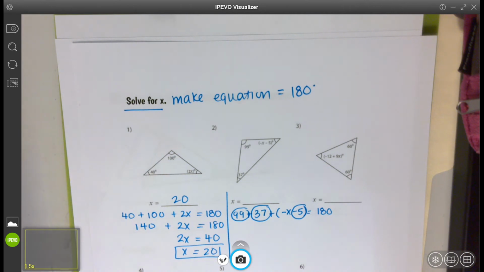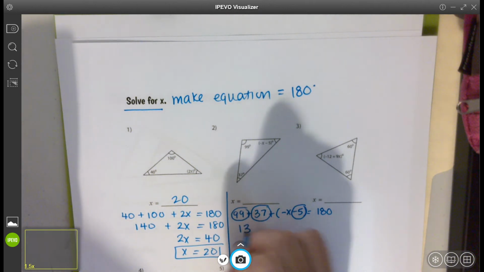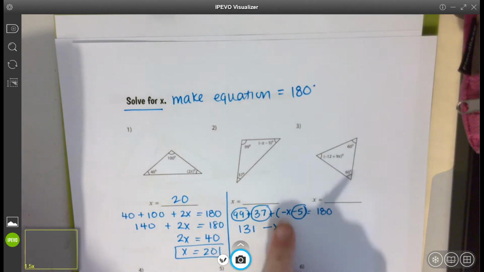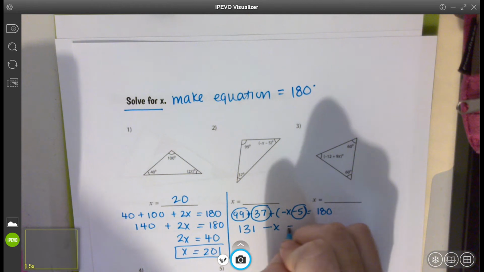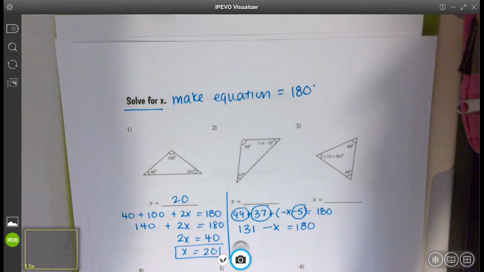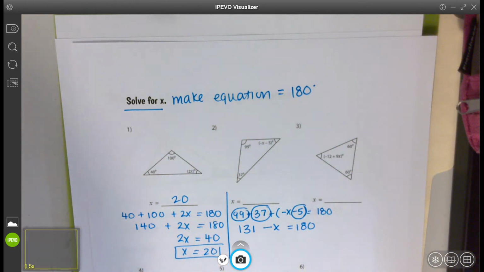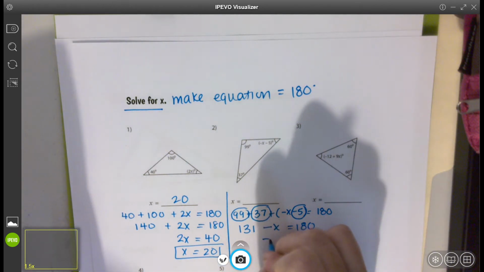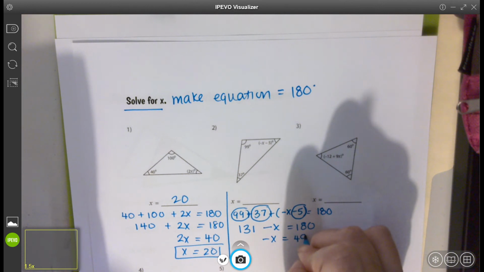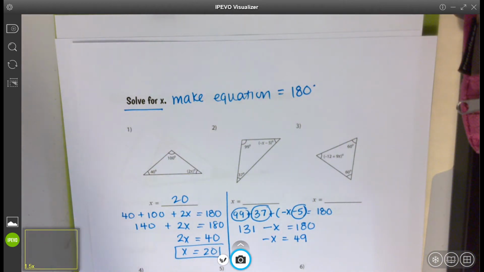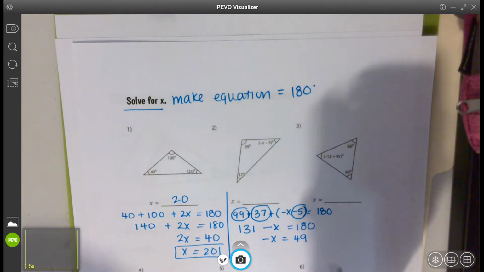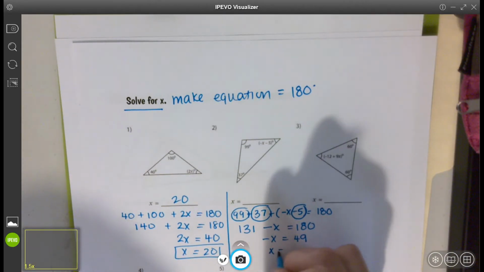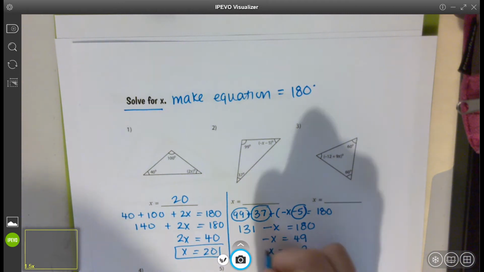So we have 99 plus 37 minus 5. I have 131 minus x. Do not forget to bring that negative down. Equals 180. So now I'm going to subtract 131 from both sides. And I have negative x equals 49. Remember, we are not done here. We never solve for a negative variable. We solve for positive. So we are going to divide or multiply by negative 1 to flip our sign, and x equals negative 49.